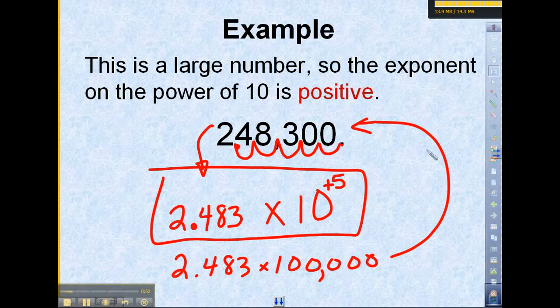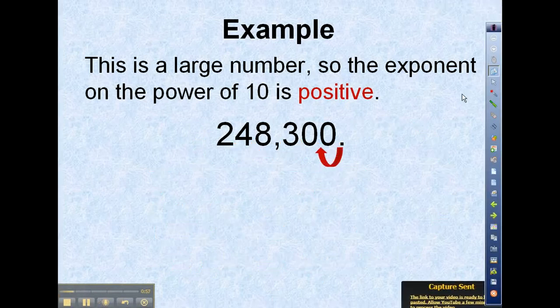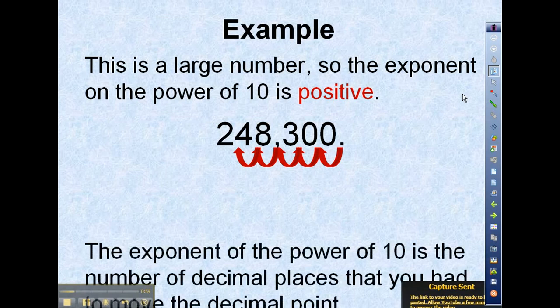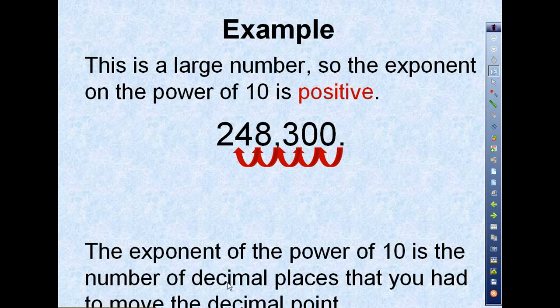Okay, let's look at the next slide. The exponent of the power of 10 is the number of decimal places that you had to move the decimal point.